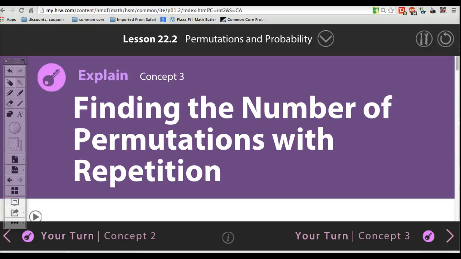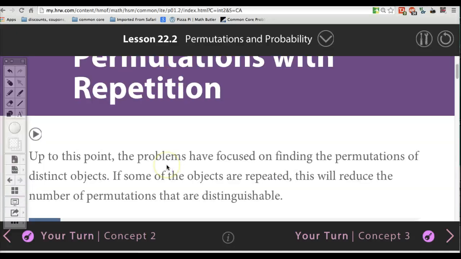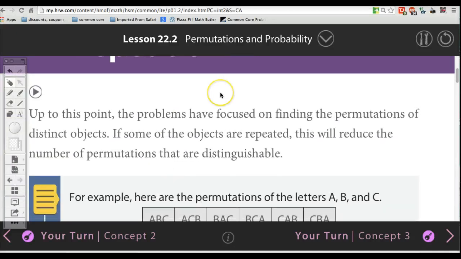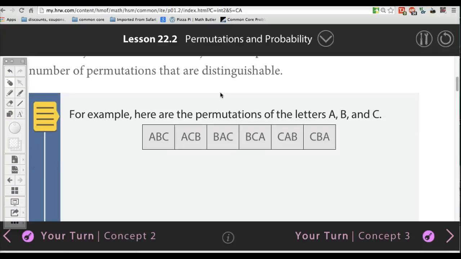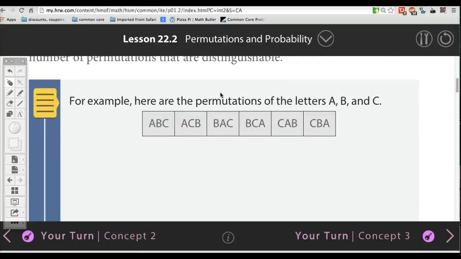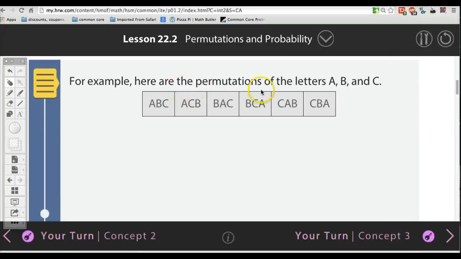Okay, so what I did was I checked my answer in the previous page and I was right, okay? So what we're gonna do now is learn the next concept, which is finding the number of permutations with repetition. So for example, let's take a look over here. Here are permutations of the letters A, B, and C.